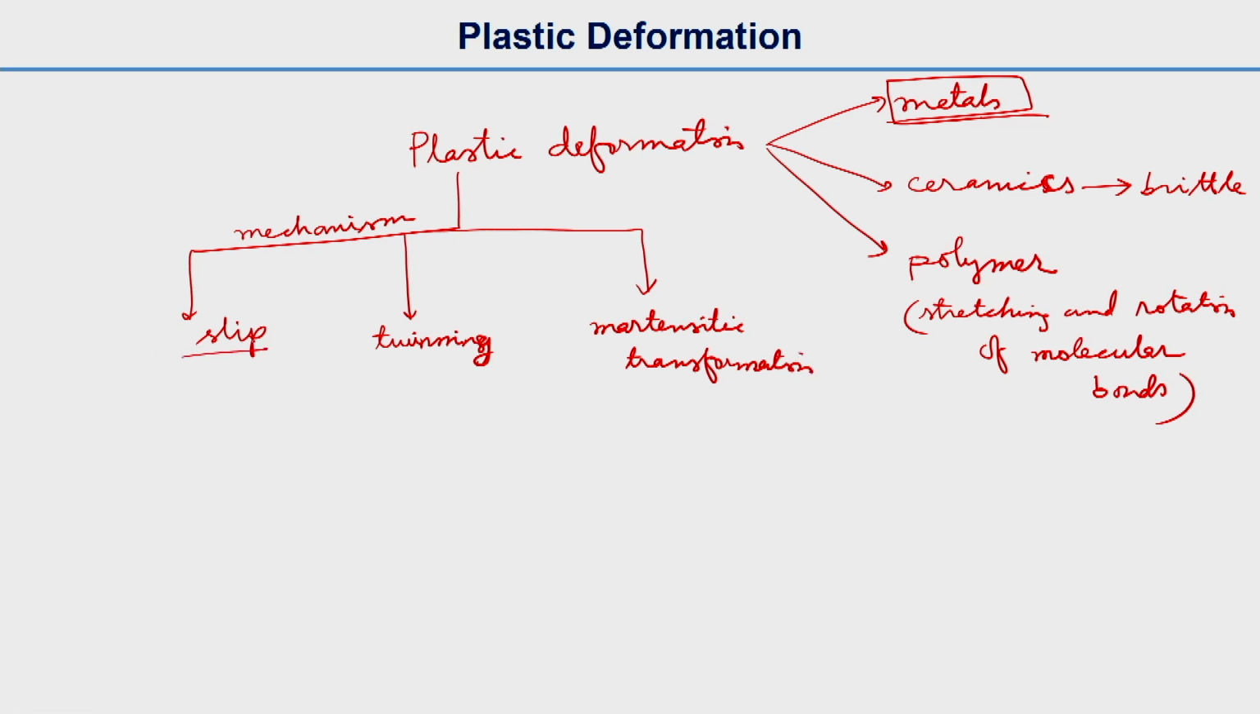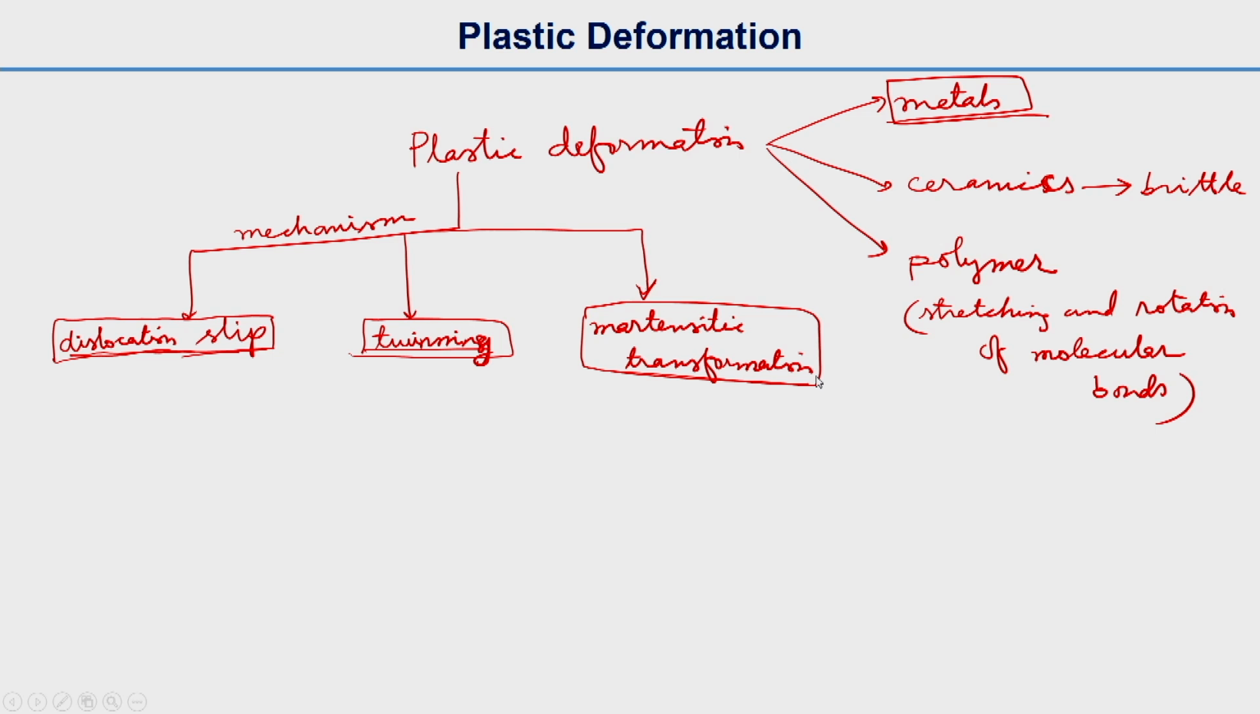Slip is very popular, as you know. We sometimes call it dislocation slip, because this involves movement of dislocations, and most metals deform plastically by this mechanism. Another mechanism is twinning, which is less common, and Martensitic transformation is even less common; not all materials will show this kind of transformation. So dislocation slip is the common mechanism. We will discuss more on this, and then we will discuss the other two, twinning and Martensitic transformation, also a little bit. So we will talk about crystal defects now.